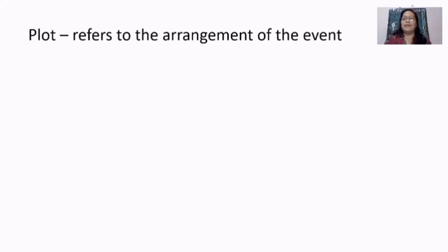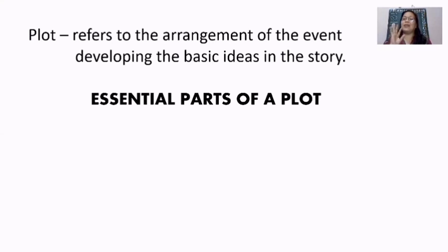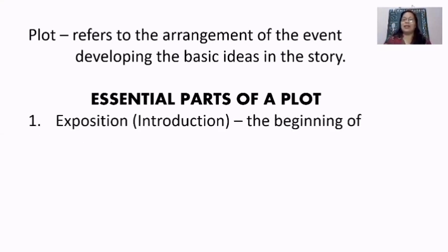Let us have the second element, the plot. When we say plot, it refers to the arrangement of the events, developing the basic ideas in the story. So the plot is the sequence of events in the story. This plot has 5 essential parts. The first one is the exposition. Exposition is the introduction or the beginning of the story.